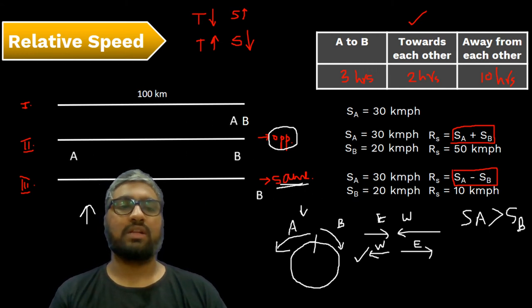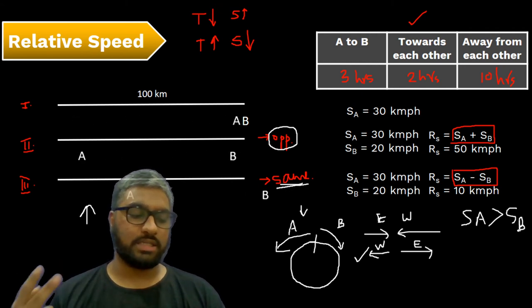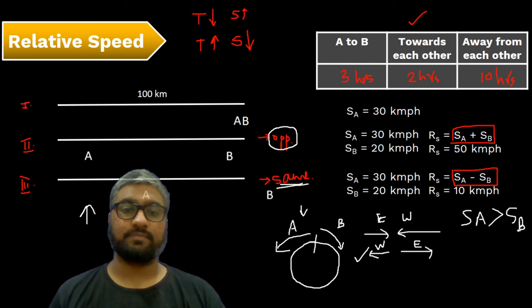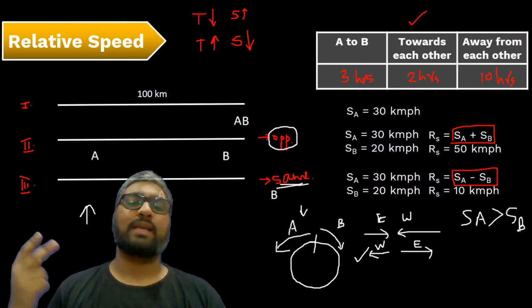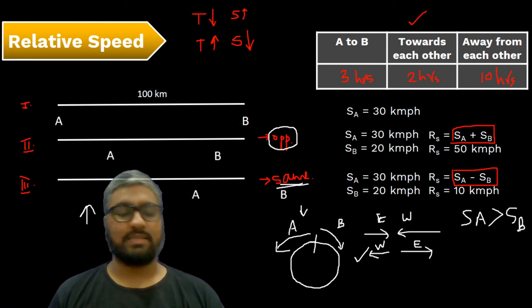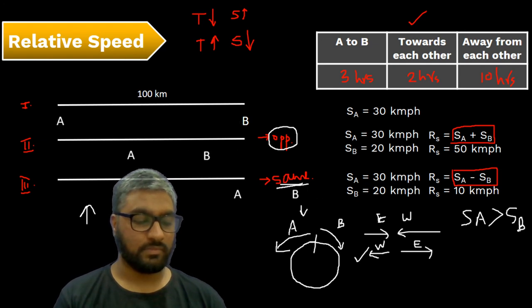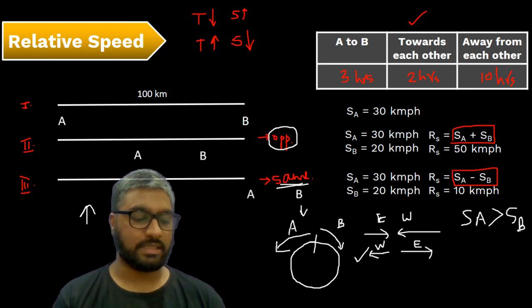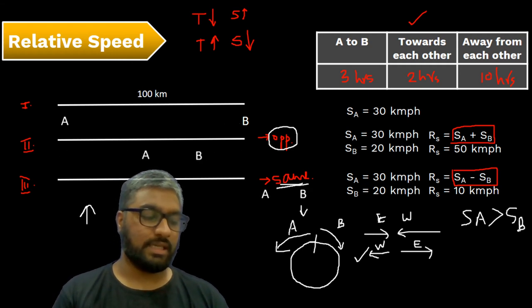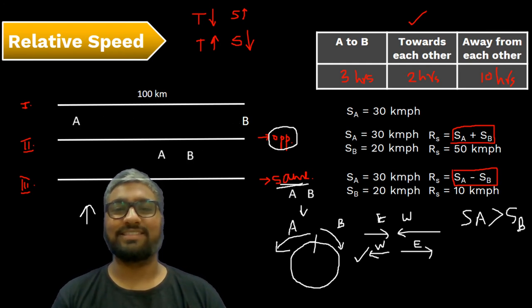So what do you have to remember here? Relative speed, that is two moving objects not in contact with each other. If they are moving in opposite directions, then their speeds get added. If they're moving in the same direction, their speeds get subtracted. Super. Girish, YOLO is right, but my question is, did you understand? You understand only once?